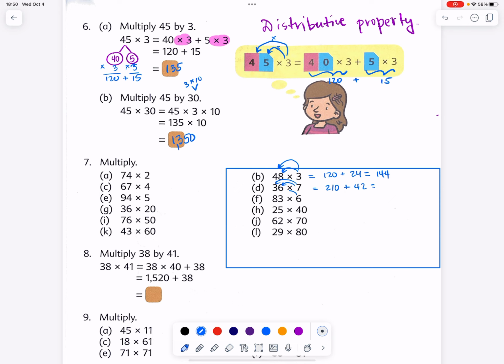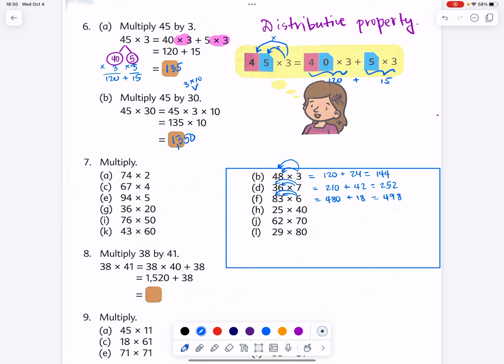83 times 6. 80 times 6 is 480. 3 times 6 is 18. And of course, again, no need to help you out here. 498 is the total of two partial products. Let's complete D for doggy. 210 plus 42 is 252. That's super easy.